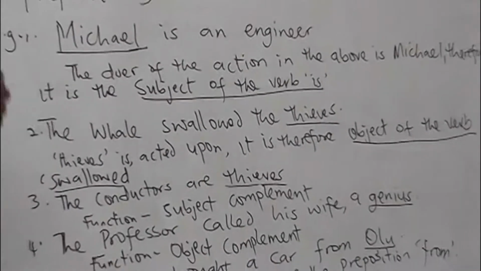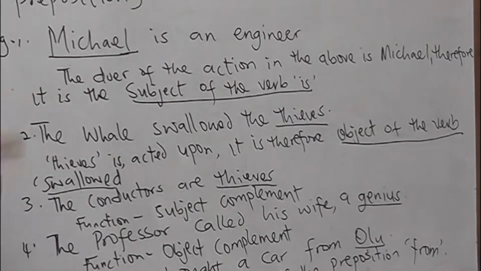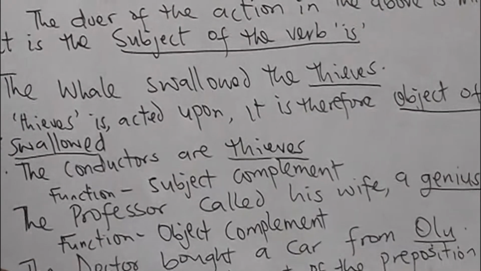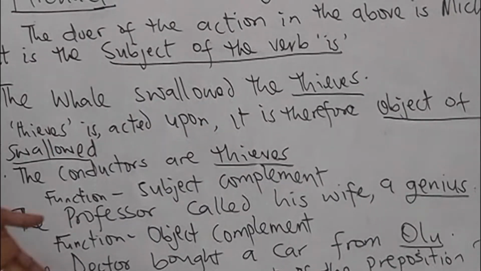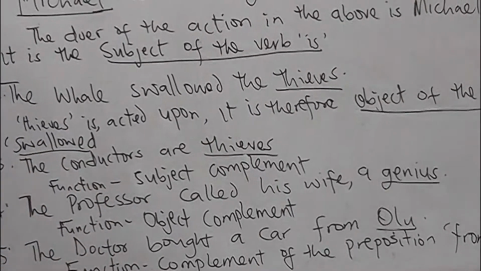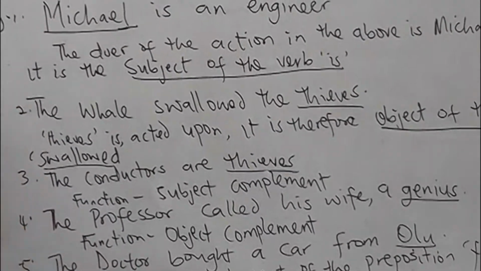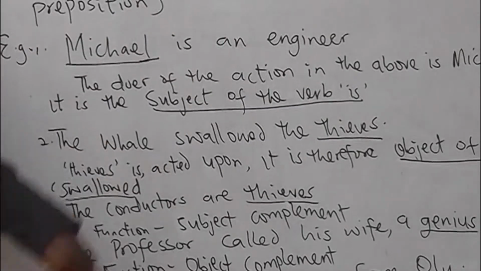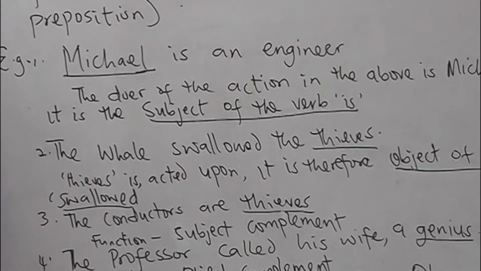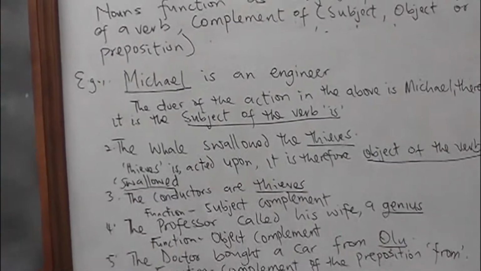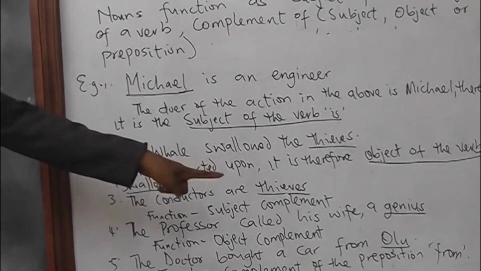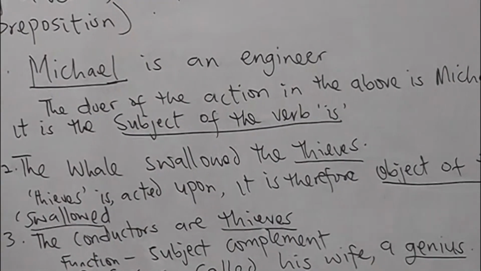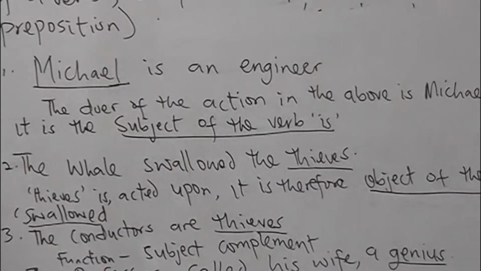When do we have each? The professor called his wife a genius. The professor is the actor. He talked about somebody. And who did he talk about? His wife. He called her something, a genius. I didn't focus on the professor, the performer of the action. I did not focus on the wife, who is the object of his action, but the description he gave to the wife. Now, I underline a genius. So who is he talking about there? The wife. And the wife has been identified as the object. So that is object complement.